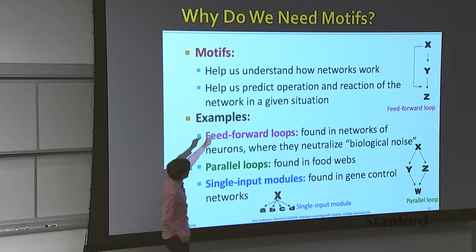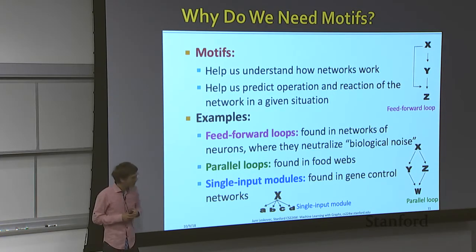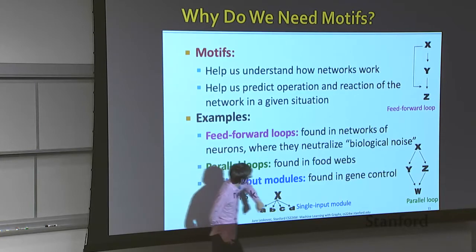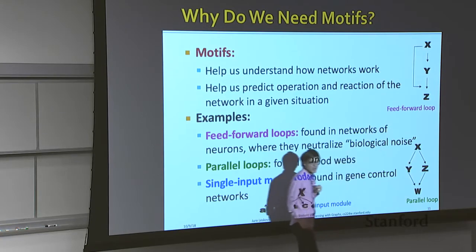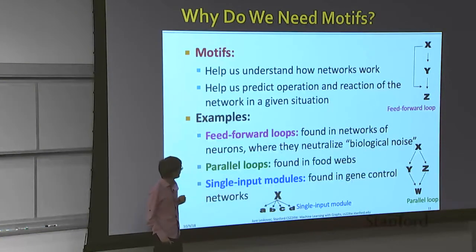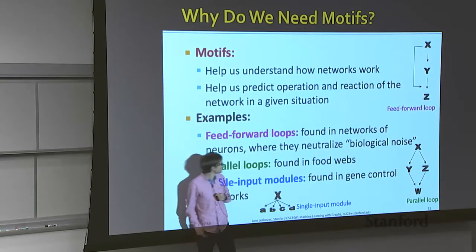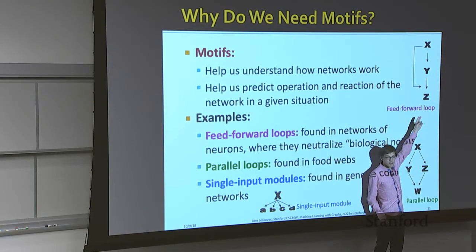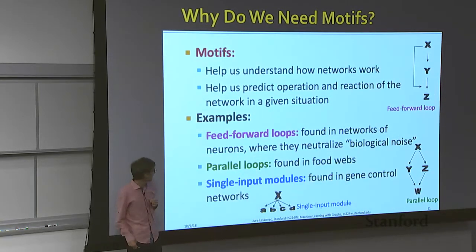And they allow us to predict the operation or reaction of a network to a given situation, right? And here are a few different examples of these types of motifs. Feed-forward loops, this would be a feed-forward loop, right? From X, you can go through Y to Z, or you can go directly from X to Z. This is called a feed-forward loop, and it's found in networks of neurons where they basically neutralize biological noise. And if you think about neural networks, these are skip connections, right? Think about ResNet. ResNet has skip connections. So nature has skip connections as well.